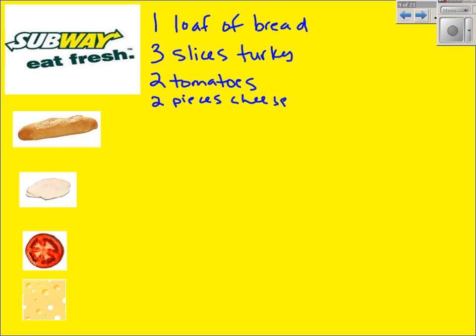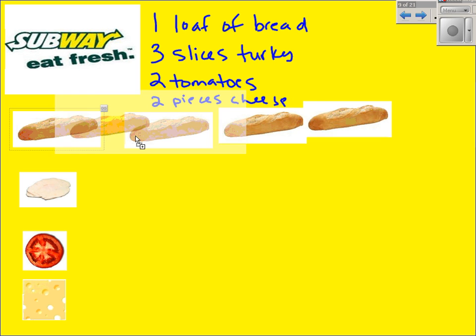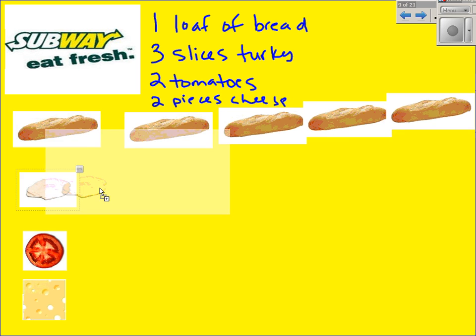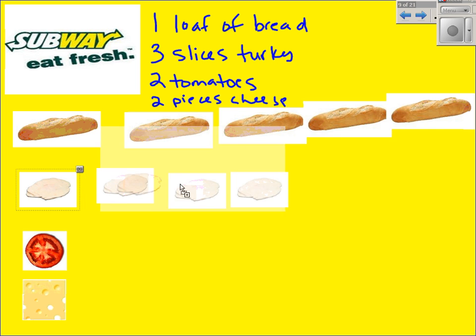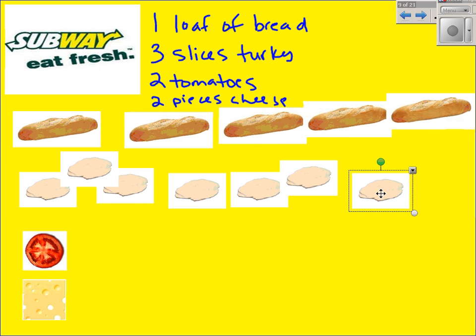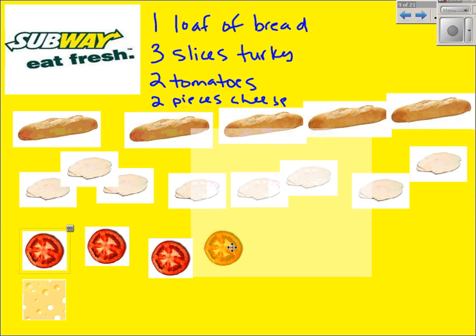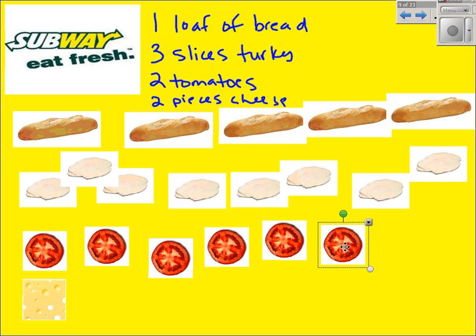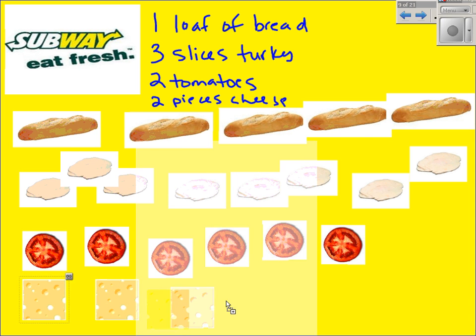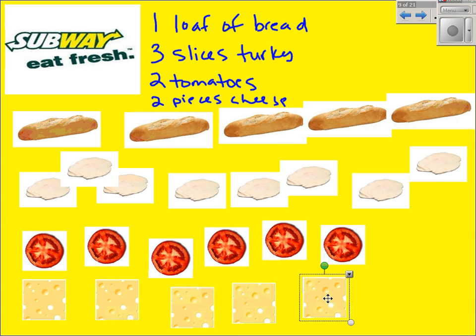Before the customers come in, you notice that you have a certain amount of ingredients. Let's say you have 5 loaves of bread. Let's add in some turkey. Let's add in a couple tomatoes. And let's add in some cheese. All right, look at the following ingredients compared to how much it takes to make one full and complete sandwich. How many sandwiches can you make given the amount of ingredients given to you?